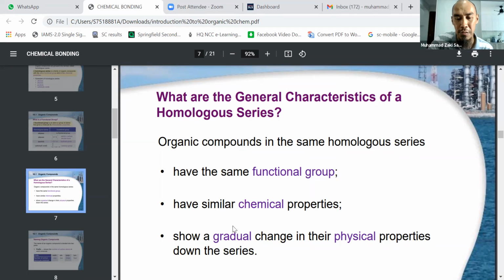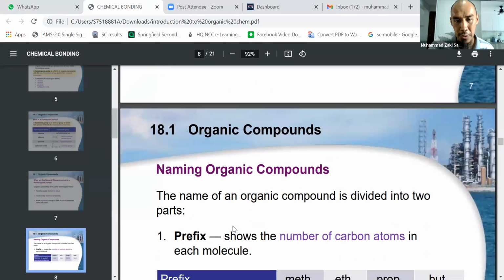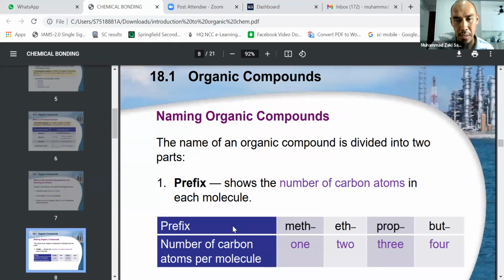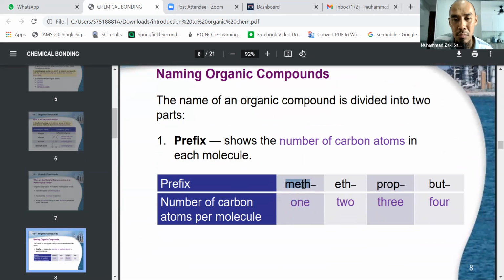Now let's go to naming of organic compounds, which is important for you to know. The name has two parts. First, based on the number of carbon atoms. If a compound has one carbon atom, it will start with meth. Two is eth, three is prop, four is but.